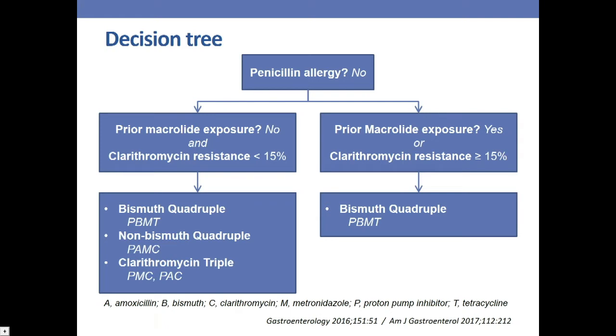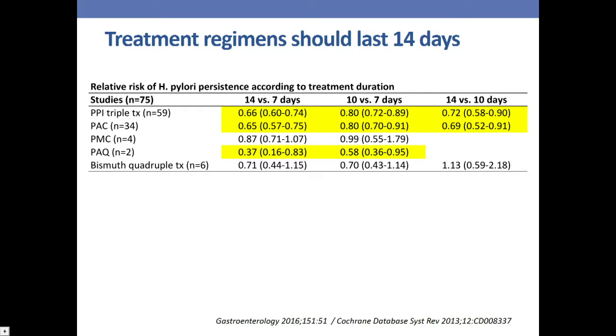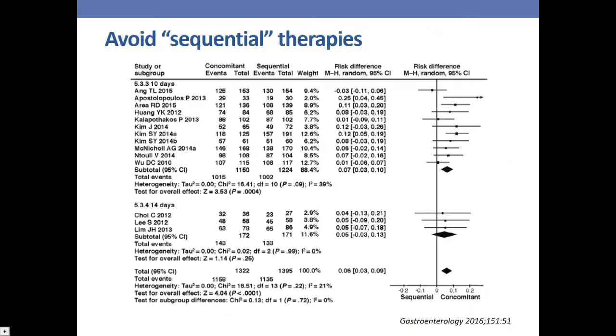So this is the decision tree you would take. First, let's look at patients who have a penicillin allergy. More recent studies have shown that quadruple therapy, bismuth quadruple therapy, is actually more effective at treating H. pylori compared to triple therapy. Treatment regimen duration: how long should we be treating patients for? When we look at 14 versus 7, 10 versus 7, or 14 versus 10, the longer duration of therapy seems to win in a lot of these side-by-side comparisons. So for longer duration, consider quadruple therapy.